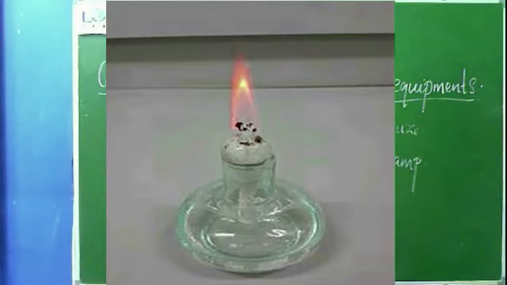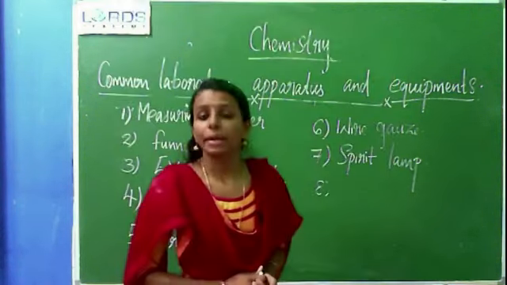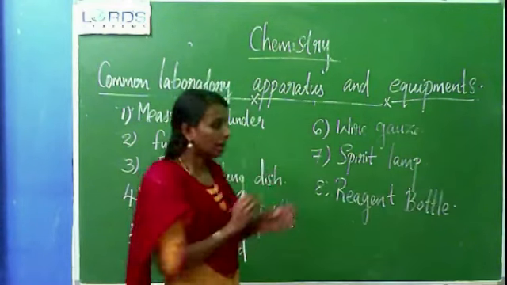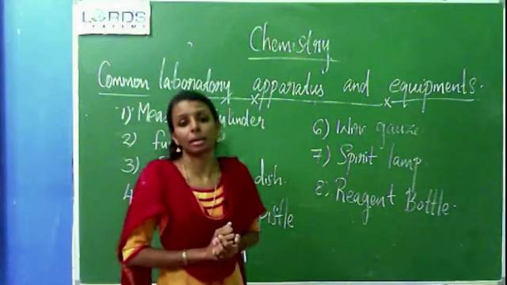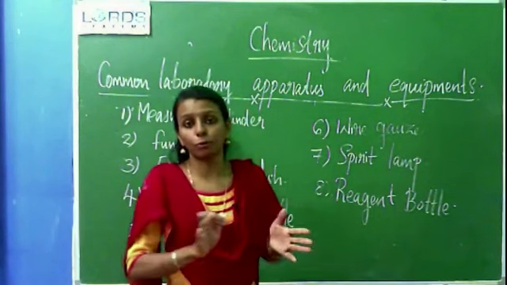The spirit lamp is a type of burner made up of glass, brass or steel. It is used to heat up substances. Here the spirit is used as fuel. So next one, reagent bottle. The reagent bottle is used to store chemicals and is made up of glass.